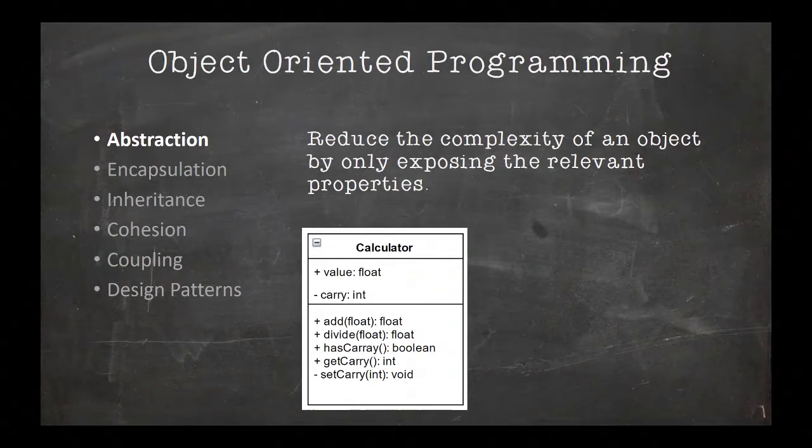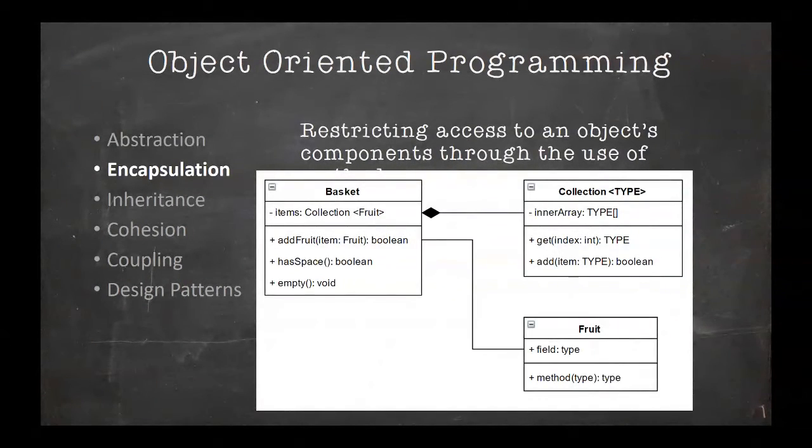The next part: abstraction leads to encapsulation. The goal of encapsulation, which is related to abstraction, they're all related to each other, is you want to restrict access to the components of the object through the use of methods or through the use of accessors. I need to shrink that.